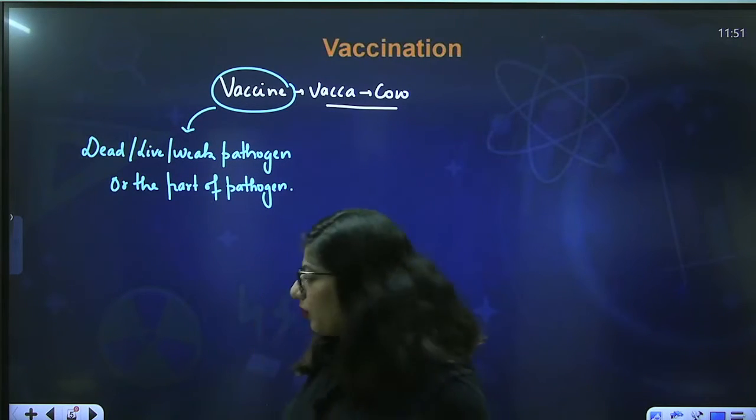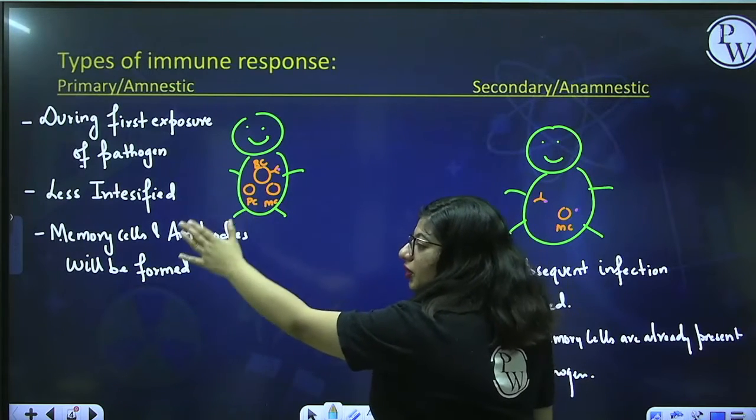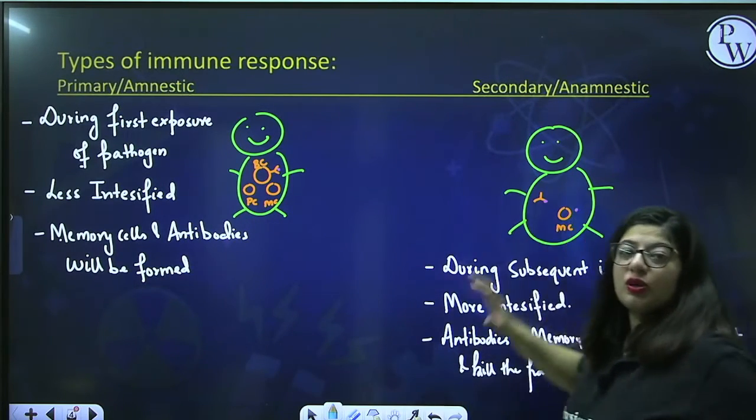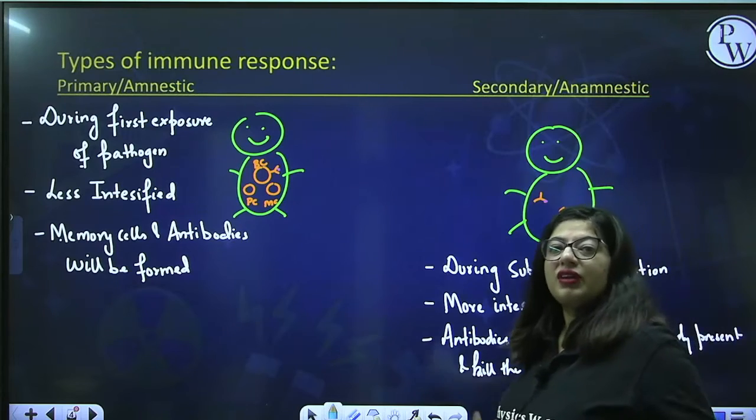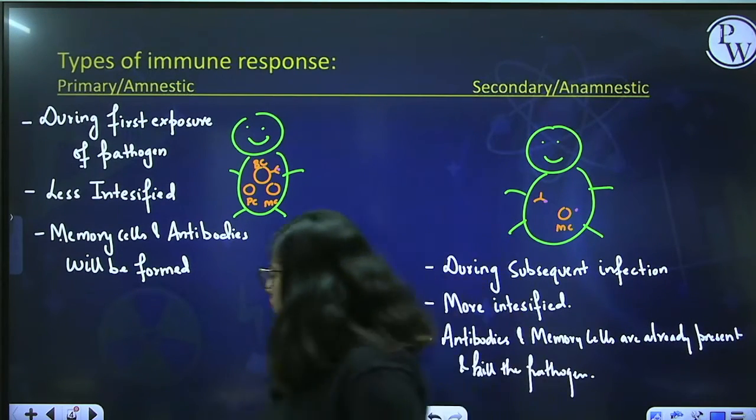So what we are doing, by giving vaccine, the dead pathogen, we are generating primary immune response, so that the secondary immune response will occur when you actually get exposed to the pathogen. Okay, so that's a fundamental.